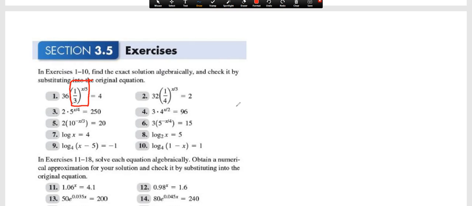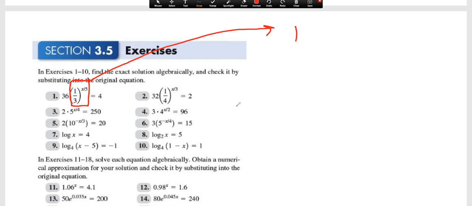Isolate the 1/3 to the x over 5 by doing what? Come on, you should be writing this stuff down. This is called homework for a reason, and I'm trying to help you with it. Oh, writing, yes, good. How do I get that 1/3 to the x over 5 power to be by itself? Because right now it's being multiplied times 36, so... Oh, divide by 36, excellent choice.